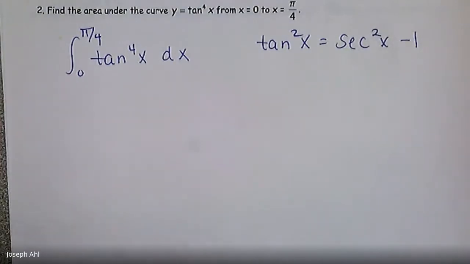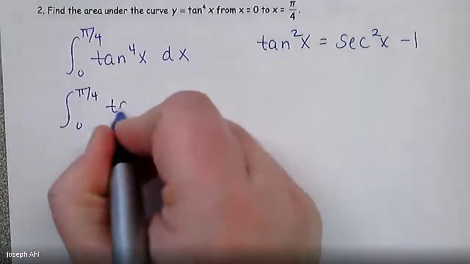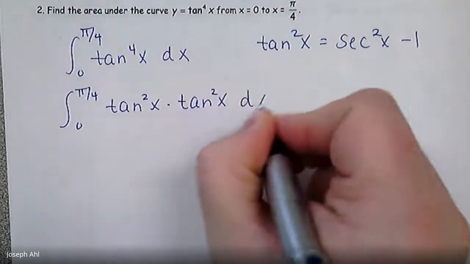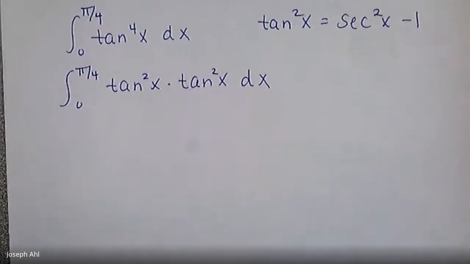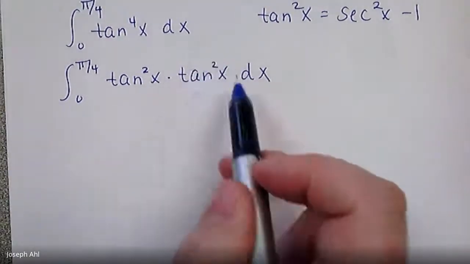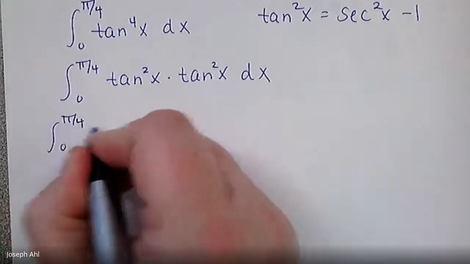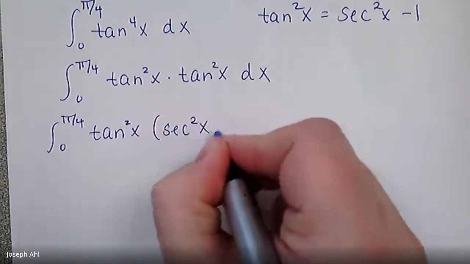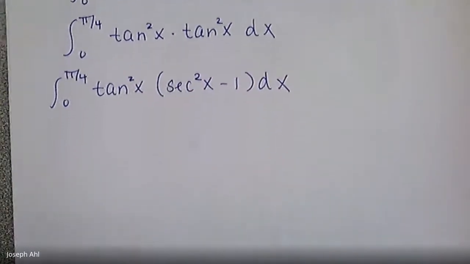So you have a few options as to how you can go about this. I'm going to creatively write this at first as tan squared times tan squared. That's, of course, tan to the 4th, and I realize that's the same thing as tan squared squared. But what I'm going to do is replace one of these tan squareds with sec squared minus 1. So the second one here, I'm going to rewrite as secant squared minus 1. And you'll see the advantage to doing that in just a moment.